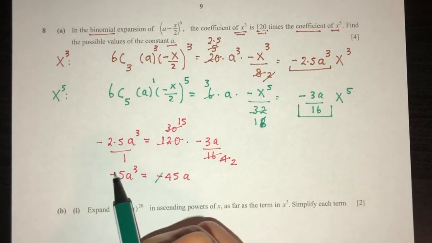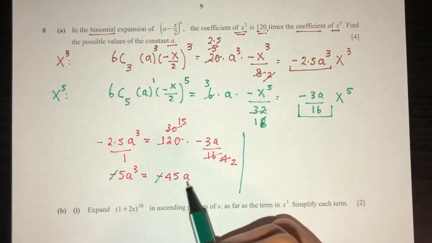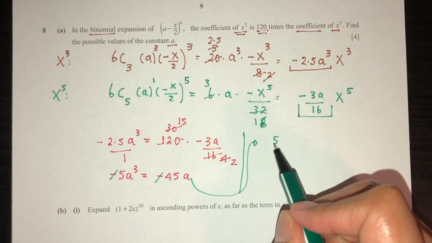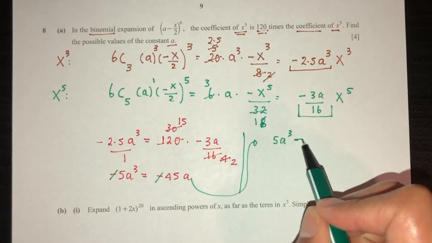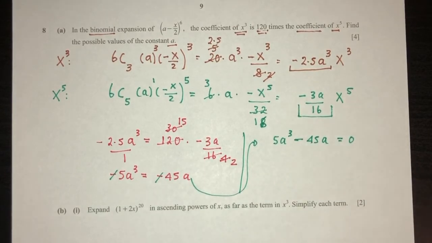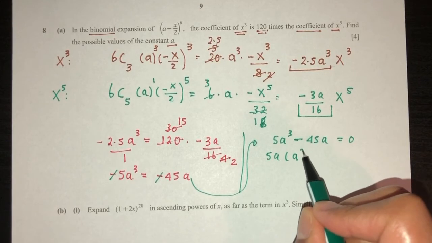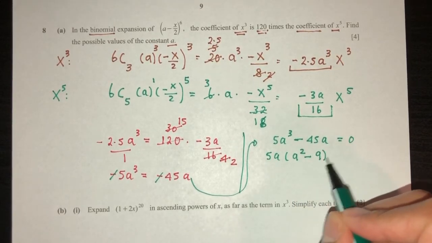So minus minus cancel out. Let's send everything to one side. You will have 5a cubed minus 45a equal to 0. Now if you factorize, you will have 5a, that will be a squared minus 9 equal to 0.